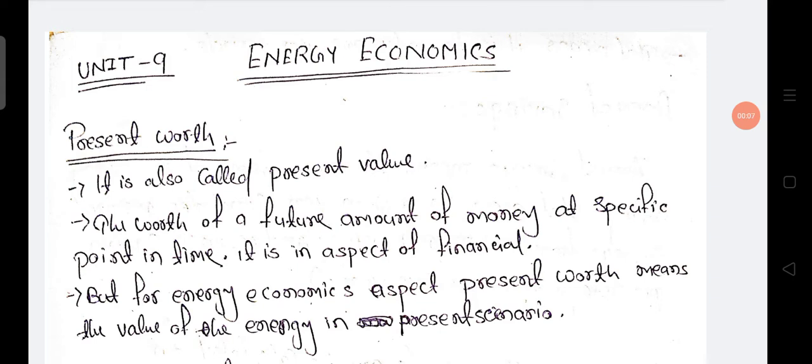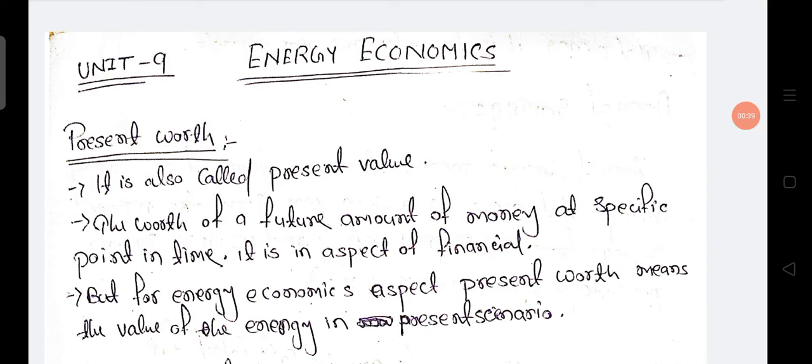In today's class, we are going to discuss energy economics. This is your last module of your course, which is Unit 9. From now, we are going to discuss energy economics. You know economics. Economics means what?